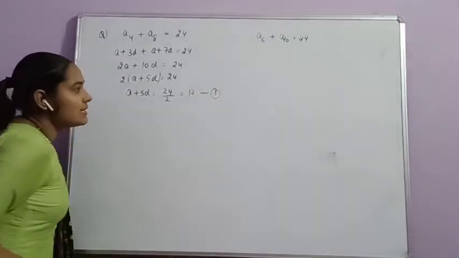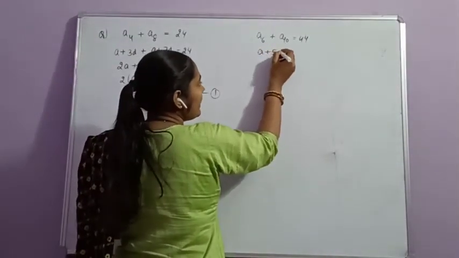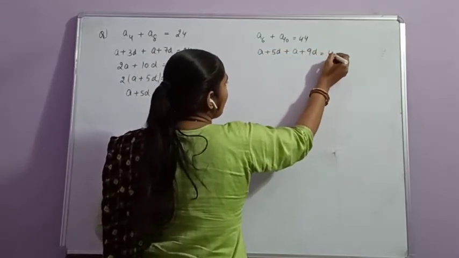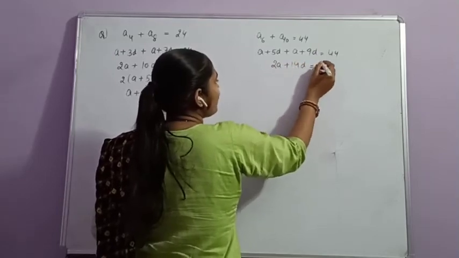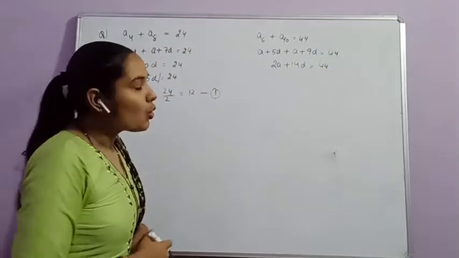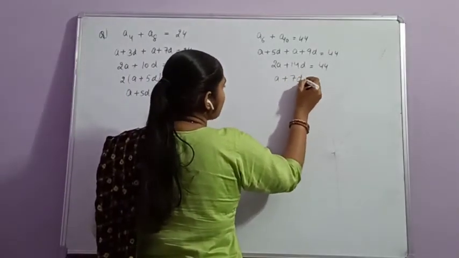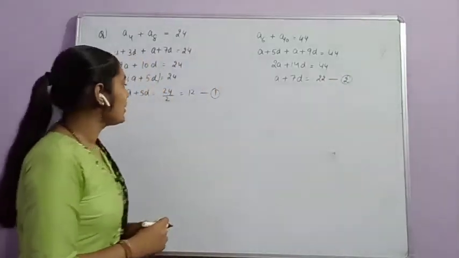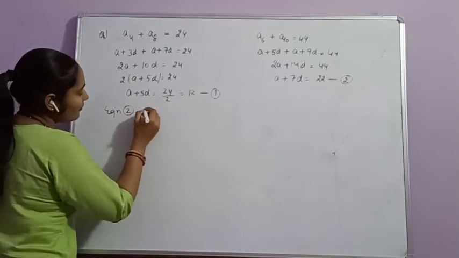First equation. Similarly, we can simplify A6 as A plus 5D and A10 as A plus 9D is equal to 44. 2A plus 14D is equal to 44. We can take 2 common from both sides, then A plus 7D is equal to 22. That will be the second equation. Now we can subtract equation 1 from equation 2.